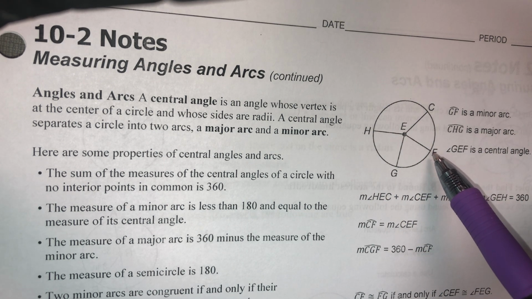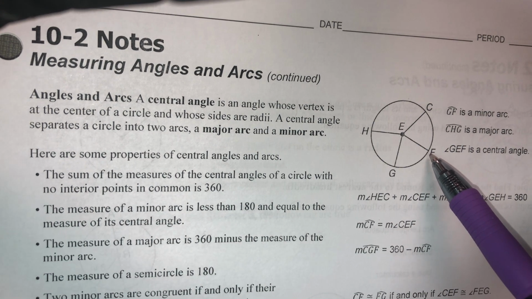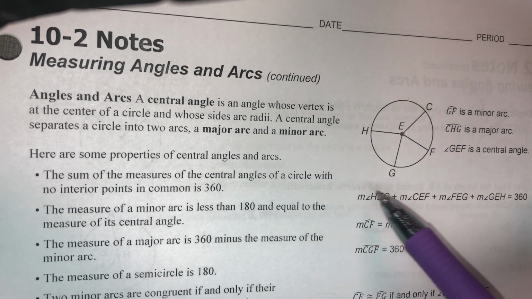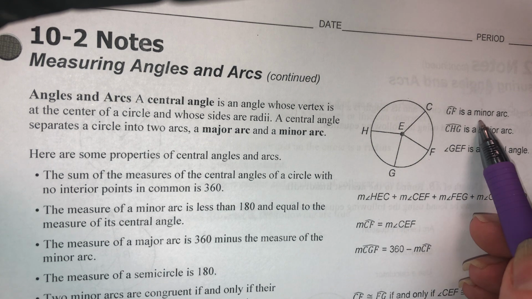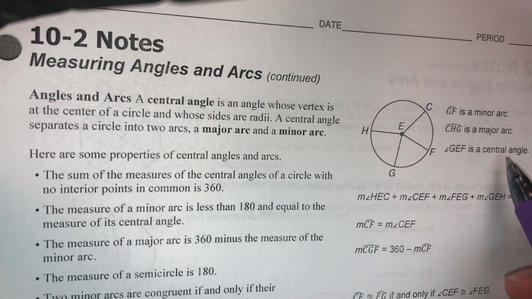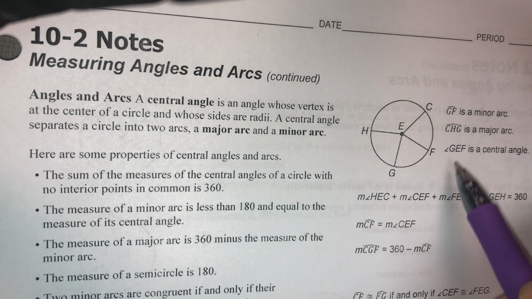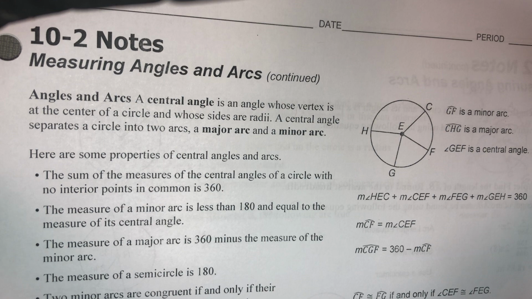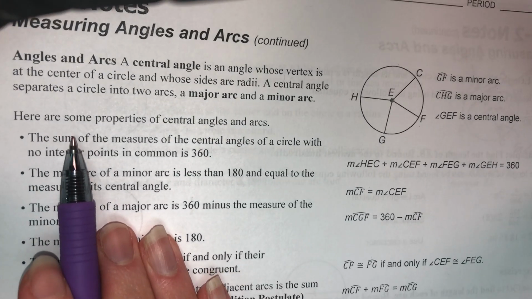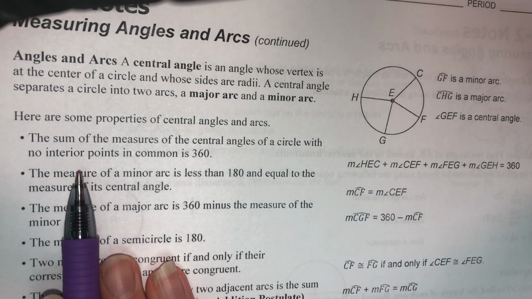You have to use 3 letters to name a major arc so that you know you're going the big way around the circle. Basically, a minor arc is less than half a circle, a major arc is more than half the circle, and a semicircle is exactly half the circle. So here are some properties of central angles and arcs.